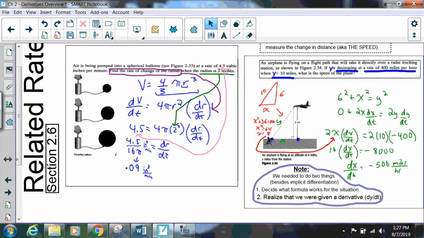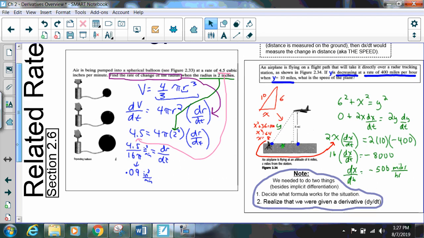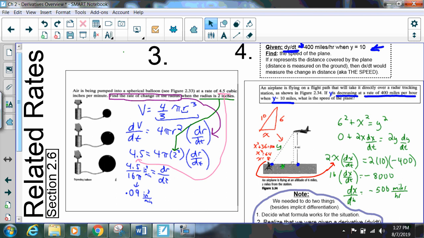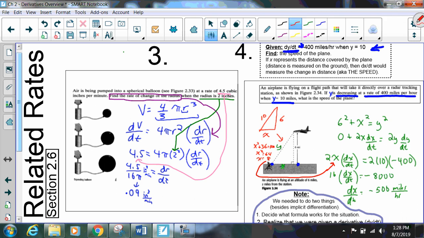Decide what formula works with the situation. Realize that we were given a derivative, so this is different. We weren't given a derivative, unlike the first problem. So go ahead once again and pause. Some of you are like, got it. I think we realized too in the red that we had to look at the triangle and know, hey, what is x when y is equal to 10, because that's what we were given. So we had to use the right triangle and Pythagorean theorem to find that x is equal to 8 when y is 10. And we plugged an 8 in somewhere.